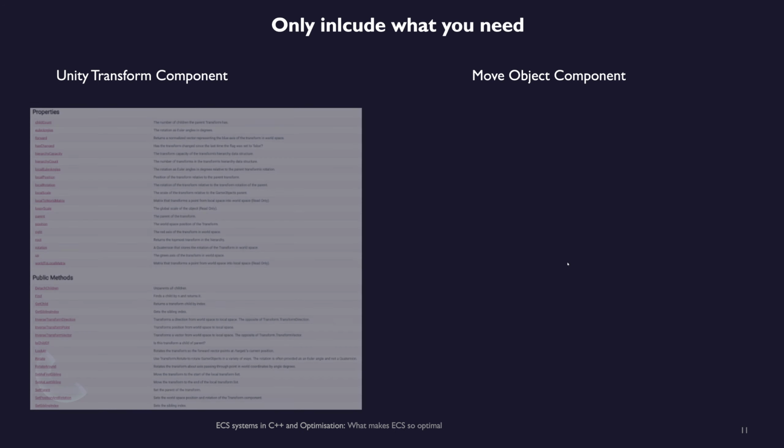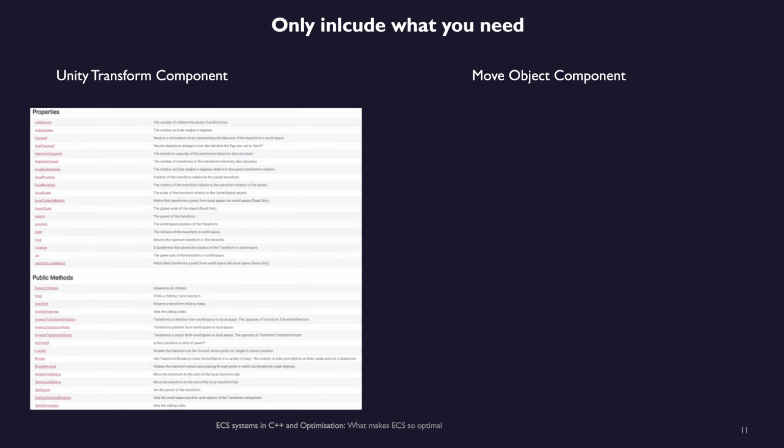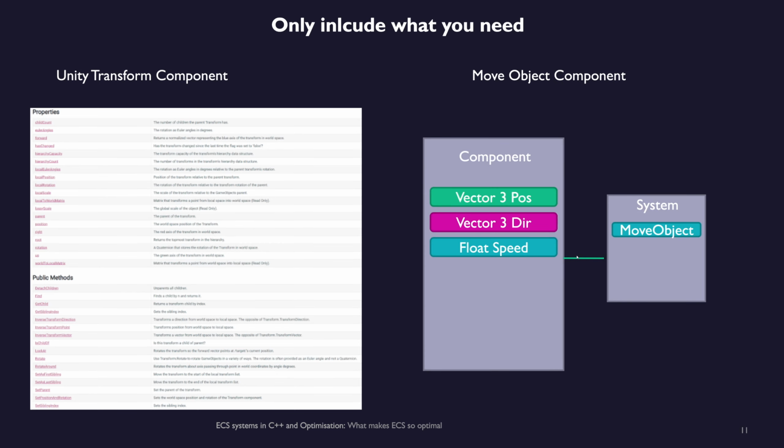If we take a look at this transform component that Unity uses, we can see that it also includes lots of functionality that a particular component might not need. Using the move object component as an example, all we need is a vector3 position, a vector3 direction, and a float speed. When this is passed into the system, it will move our entity forward, and as a result, if we were to do the same with Unity's transform component, we would have no need for the rotation method or world to local matrix methods, just to name a few. By only including what we need, we further reduce memory usage by not including functionality that won't be used. This is what enables ECS to far outperform the standard Unity system.